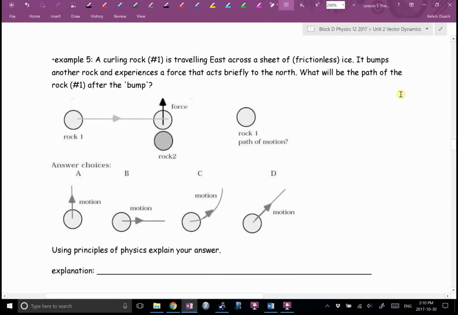A curling rock. Rock number 1 is traveling east across a sheet of frictionless ice, so we're looking down at it from the top. It bumps another rock and it experiences a force that acts briefly to the north. After the collision, what will the path be of the rock after the bump? Answer: A, B, C, or D?